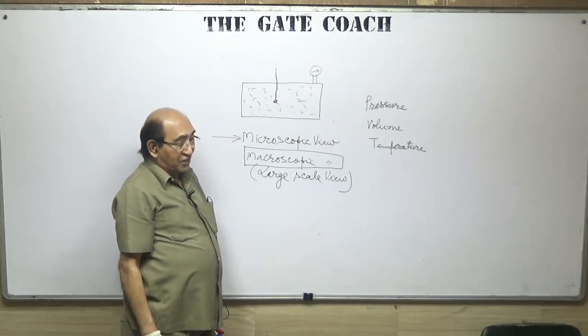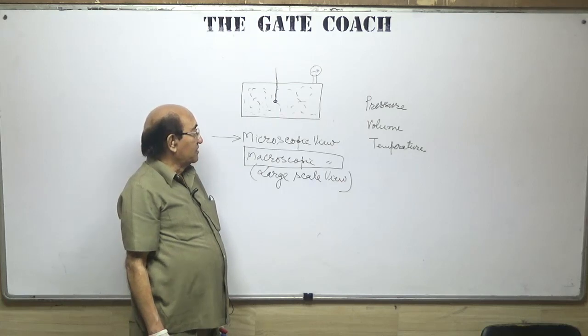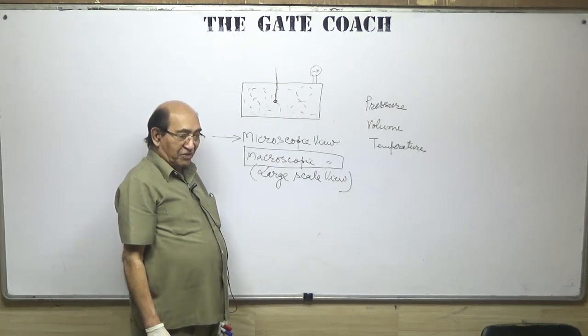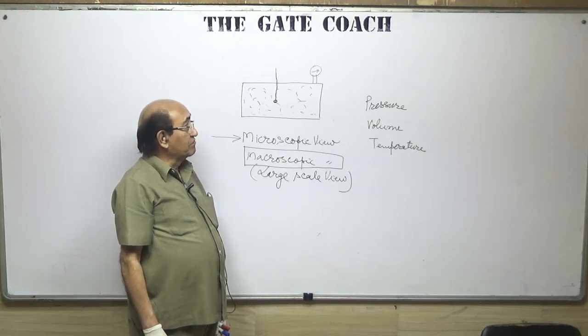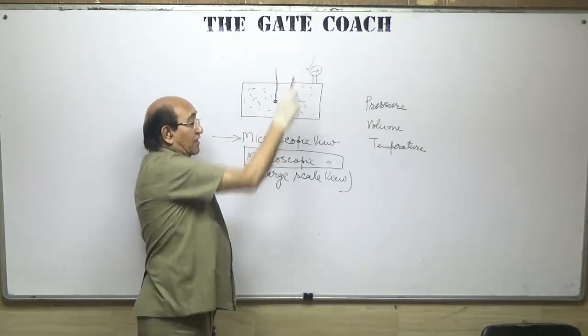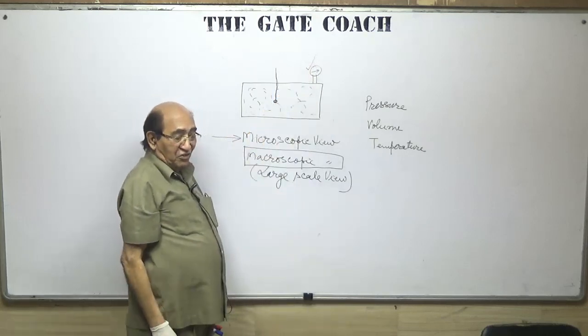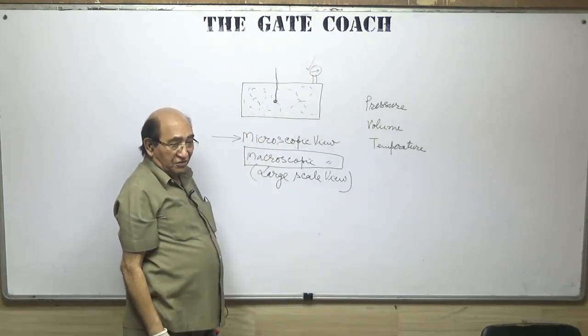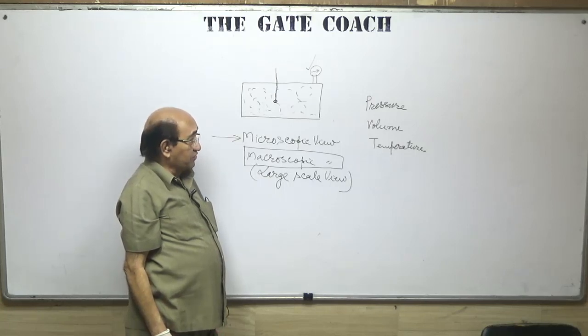striking with the walls of the container, getting rebounded, and so on and so forth. Talking about molecules, this shall be microscopic view. For macroscopic view, we are putting a pressure gauge and reading the pressure without bothering about the molecules. This is macroscopic.